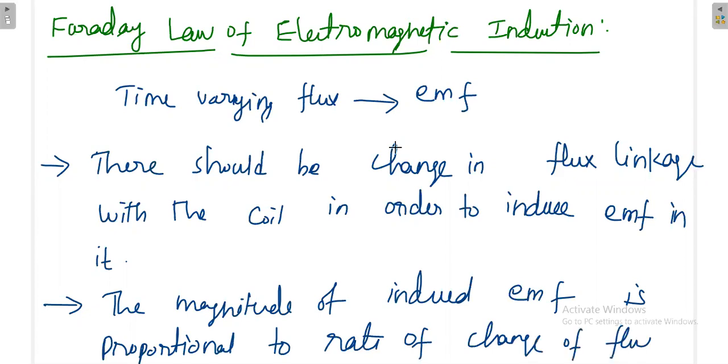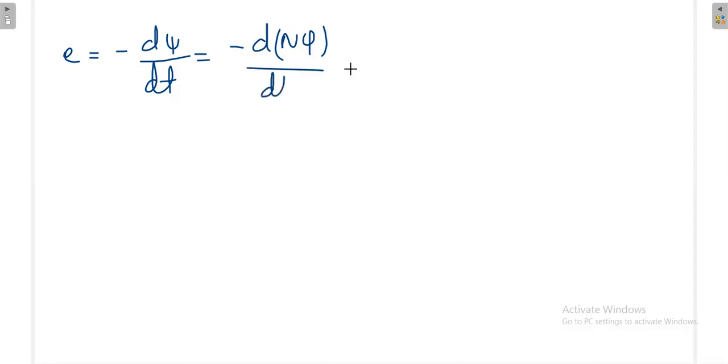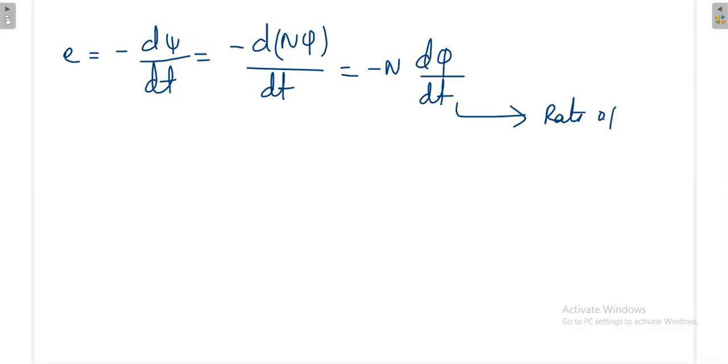So E is equal to minus d psi divided by dt. Here d psi is the change in the total flux with respect to time. Total flux means flux in one turn multiplied by the number of turns, because there are N turns. So N phi is the total flux, that is psi, divided by dt. This N you can take outside: E equals minus N d phi by dt. This d phi by dt means the rate of change of flux.